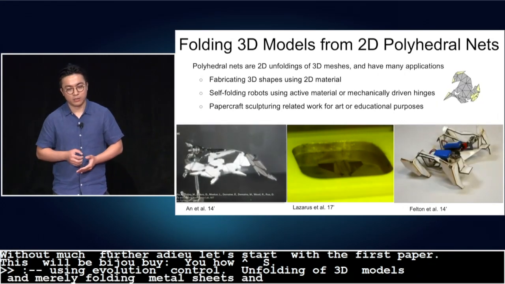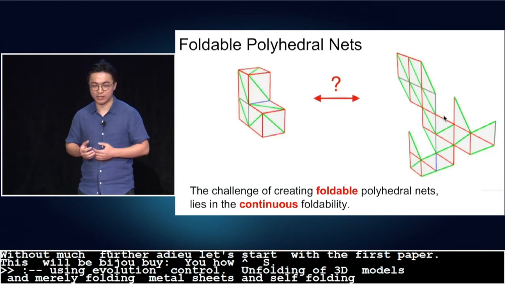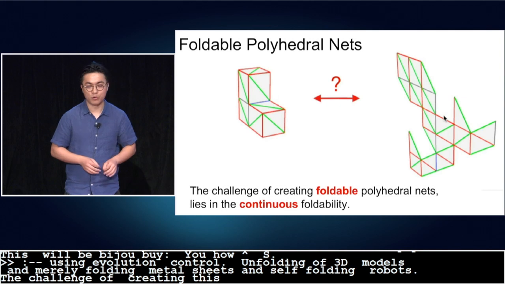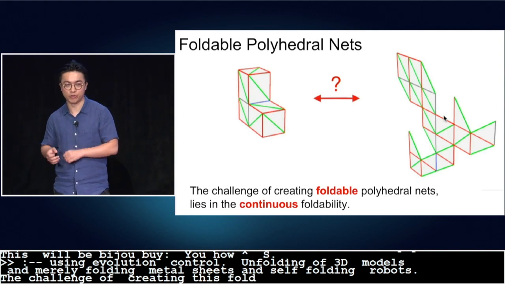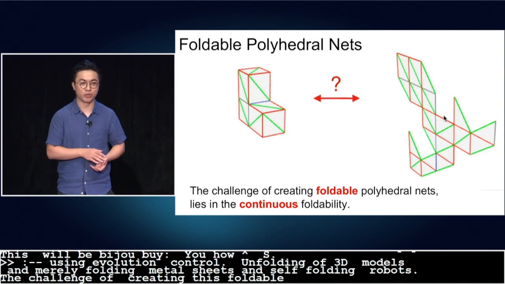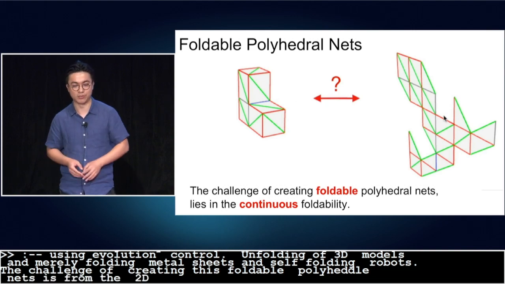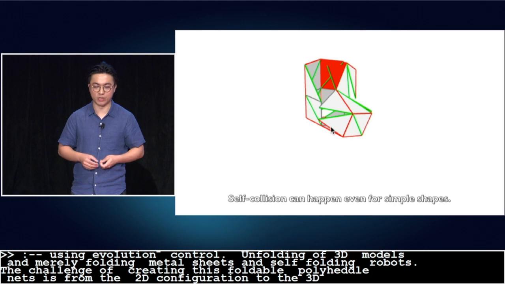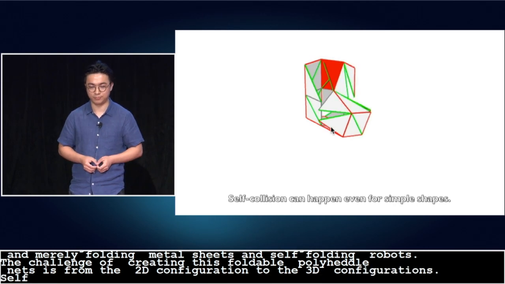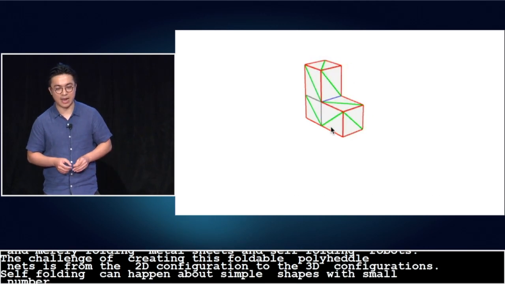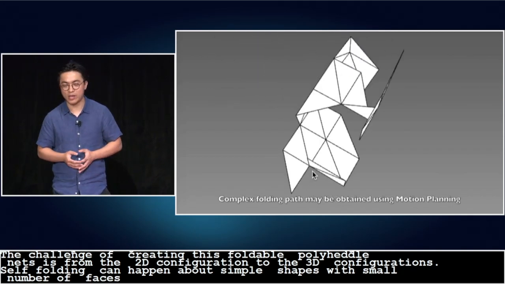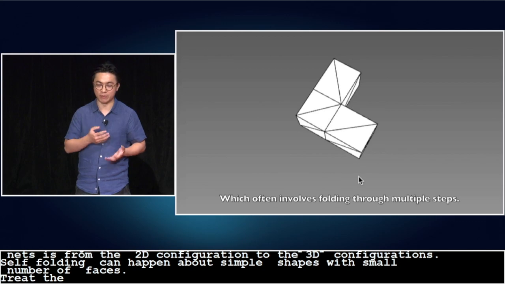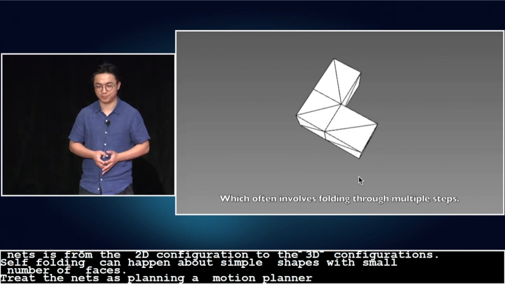So the challenge of creating these foldable polyhedral nets lies in the continuous foldability, whether we can find a continuous folding motion from the 2D configuration to the 3D configuration. Self-collision can happen even for simple shapes with a small number of faces. Treating the nets as a multi-linked robot, we can use a motion planner to plan a folding motion, which often involves multiple folding steps.